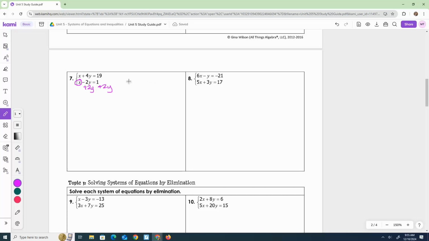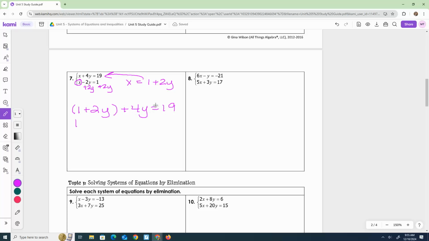So on your test, I am going to tell you to do a couple by substitution and a couple by elimination to make sure you know both methods. So x is 1 plus 2y. What do I do with that? You put it in place of x. In the first equation. We haven't used the first equation. So the first equation, instead of x, I put my 1 plus 2y plus 4y equals 19.